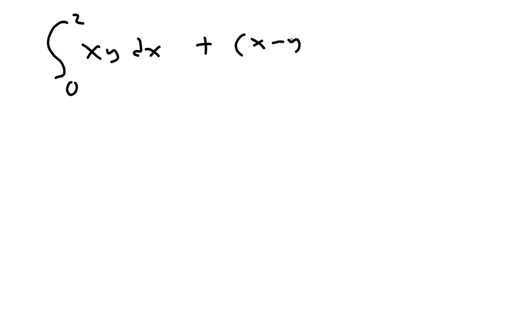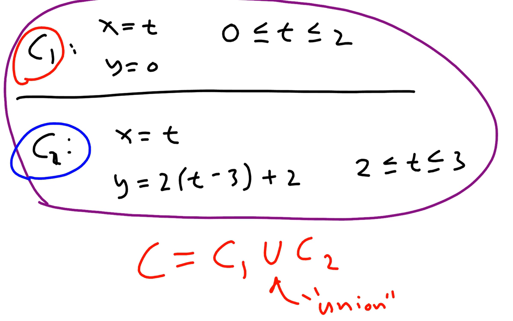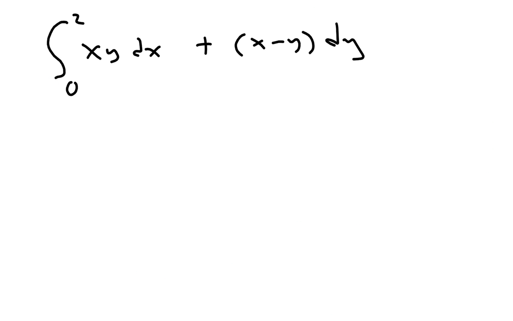Let's go to a new page here. So we have the first integral. I'm going to go from 0 to 2. It's xy dx plus x minus y dy. And let's not lose track of it. For the first curve, C1, you can see that x is t and y is 0. Just look at the top there. And you can see my bound 0 to 2 that I used already. So everywhere there's an x, I'm going to put a t, and everywhere there's a y, I'm going to put a 0. So this is going to be integral 0 to 2 of t times 0 times dx.